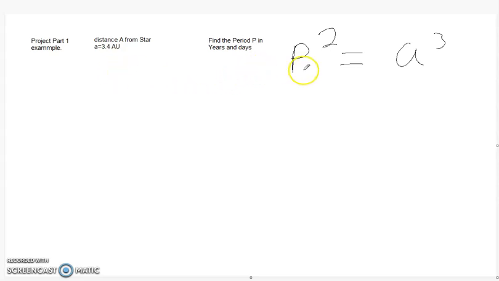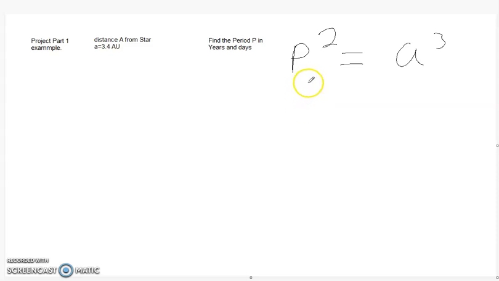And the reason that we do that is, of course, we get to use this formula right here. P squared, which is the period squared, is equal to the average distance the planet is from its star cubed. This is of course also known as Kepler's third law. All right, so we'll talk more about that as the week progresses.